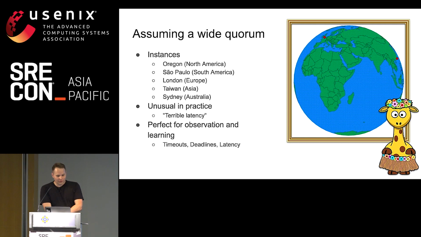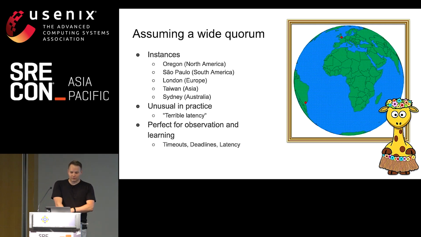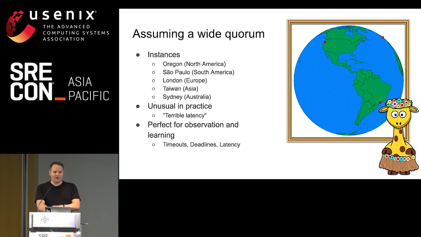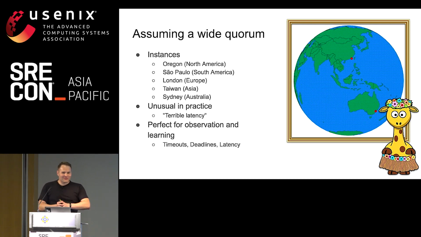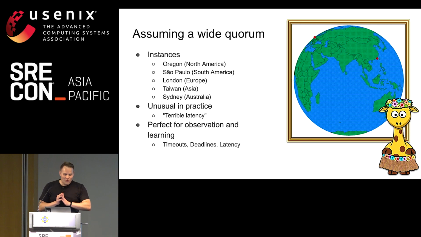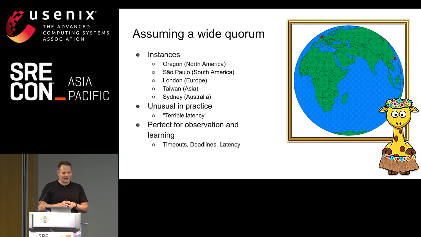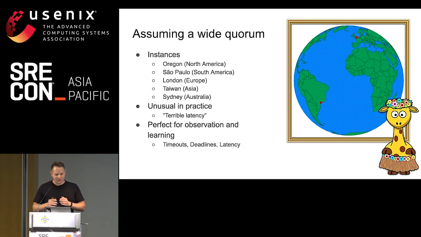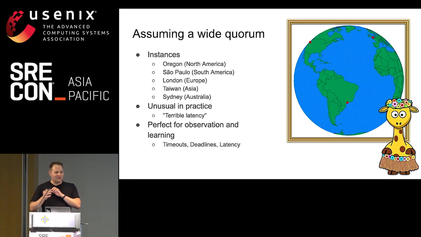So while I go through how the software works, we will assume that we have a wide quorum. A wide quorum meaning I distributed 5 instances of this Skinny software all around the globe. That is not good practice. Let me repeat. We don't do this in practice unless we really need to, because it gives us terrible latency. We have a global consensus, that is awesome, but most often we don't really need it. So this gives us terrible latency.